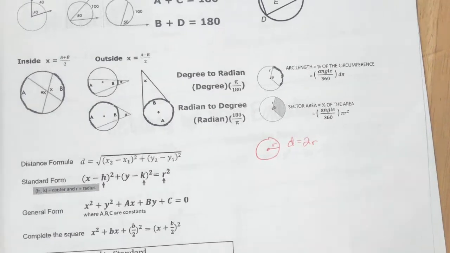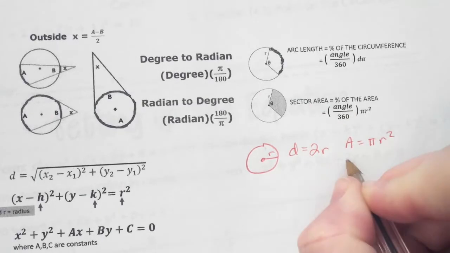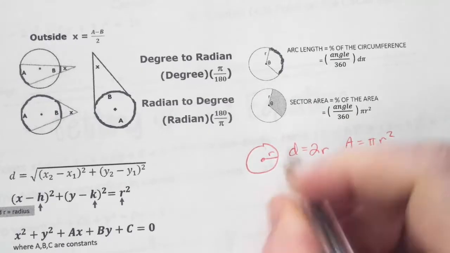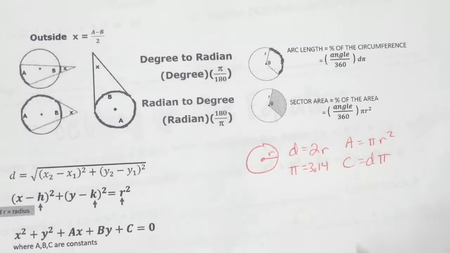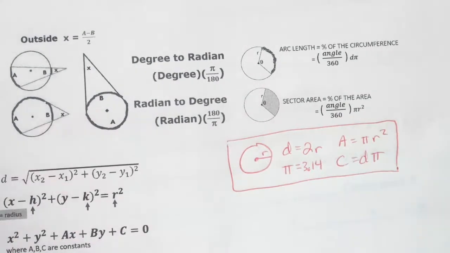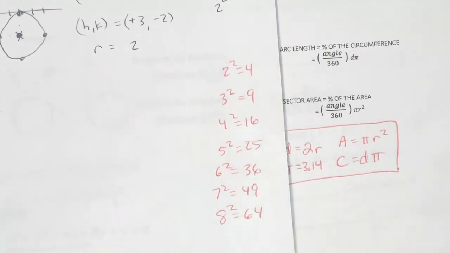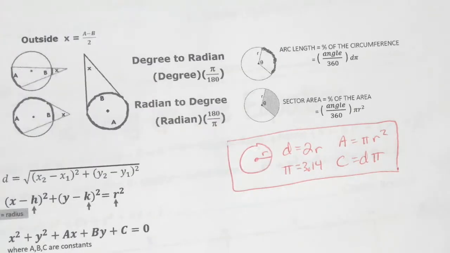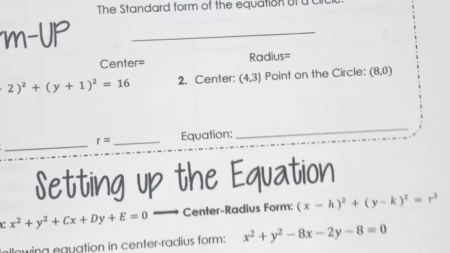I'll zoom in a little bit. Also, we know that area equals pi r squared, and circumference equals d pi. And the other thing is pi is equal to 3.14. That's the number we're going to be using. So this might be some extra information you want to put down. Also, you might want to put some extra things about how to square and how to simplify squares. I'm not going to do it right now because it's not important at this exact moment. Okay, so here we go.